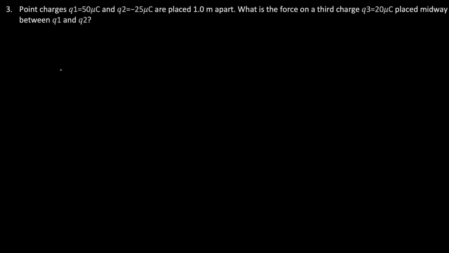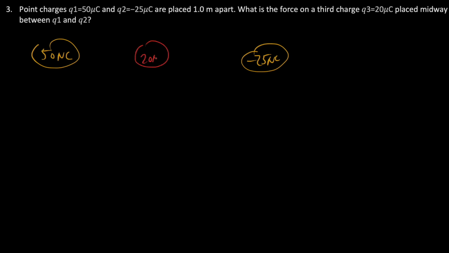Problem 3. Point charges Q1 equal to 15 microcoulombs and Q2 equal to negative 25 microcoulombs are placed 1.0 meter apart. What is the force on a third charge, Q3, equal to 20 microcoulombs placed midway between Q1 and Q2? So here is Q1, 15 microcoulombs. Q2 is negative 25 microcoulombs, and Q3, 20 microcoulombs, and here is going to be 0.5 meters, and here is also going to be 0.5 meters.